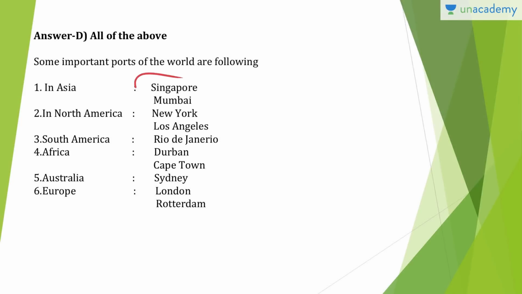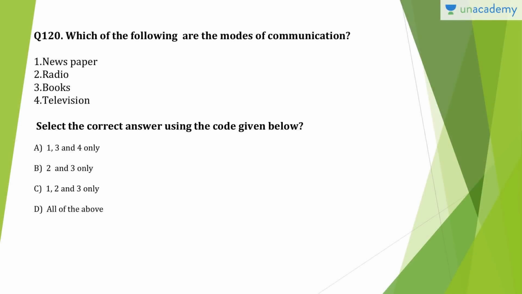So in Asia we have Singapore and Mumbai. In North America you have New York and Los Angeles. In South America you have Rio and Brazil. In Africa you have Durban and Cape Town, which are in South Africa. In Australia you have Sydney. In Europe you have London and Rotterdam. Rotterdam is in the Netherlands. And the last question for this lesson is, which of the following are the modes of communication?